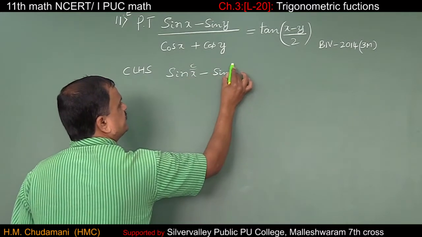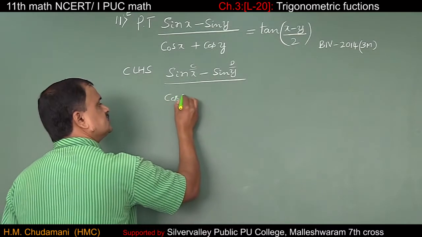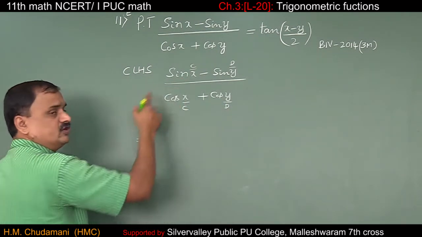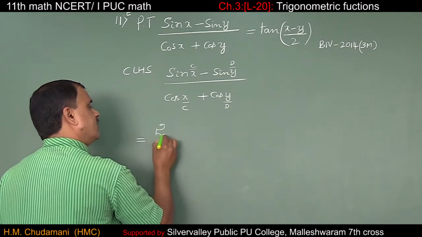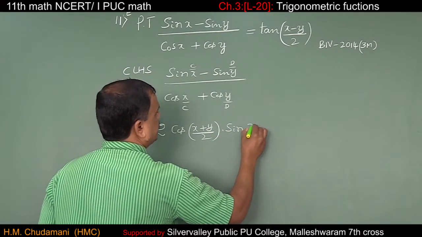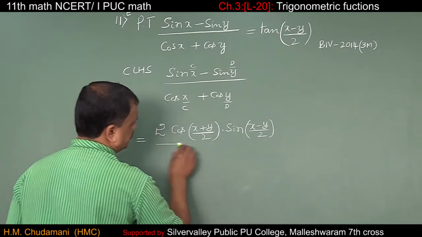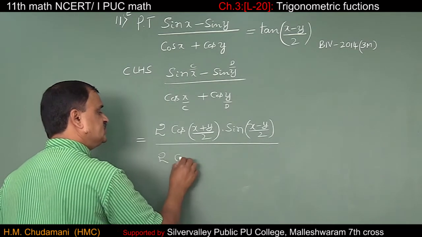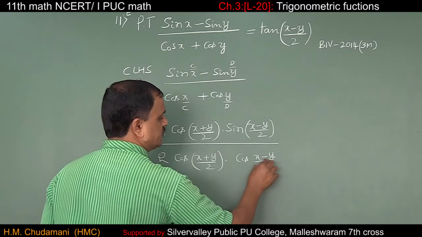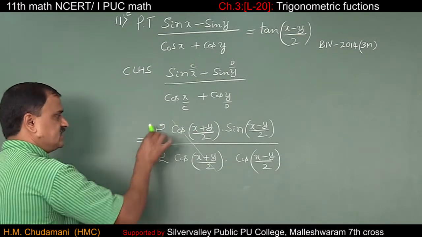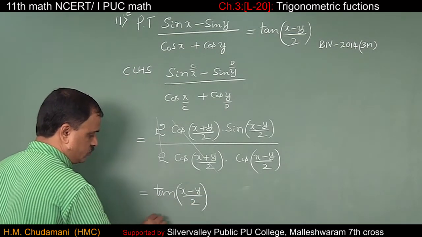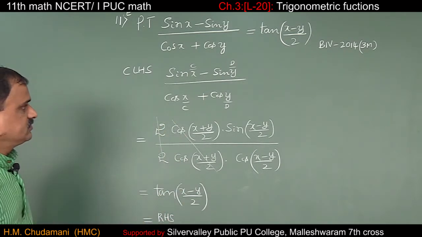This is of the form sin C minus sin D formula. Try to recollect sin C plus sin D. This is cos C plus cos D in the denominator. Sin C minus sin D means 2 cos (C plus D)/2 into sin (C minus D)/2, divided by cos C plus cos D, which means 2 cos (C plus D)/2 into cos (C minus D)/2. Here cos gets cancelled, 2 gets cancelled. Sin theta by cos theta means tan theta. Tan of (x minus y)/2. That is the RHS. Such a simple question in 3 mark section.